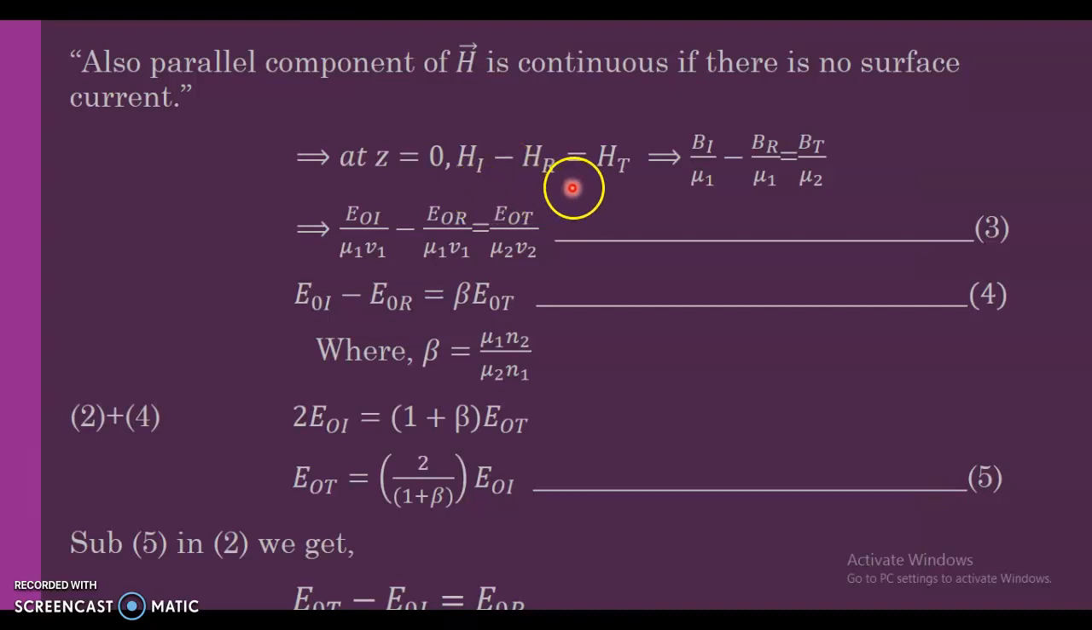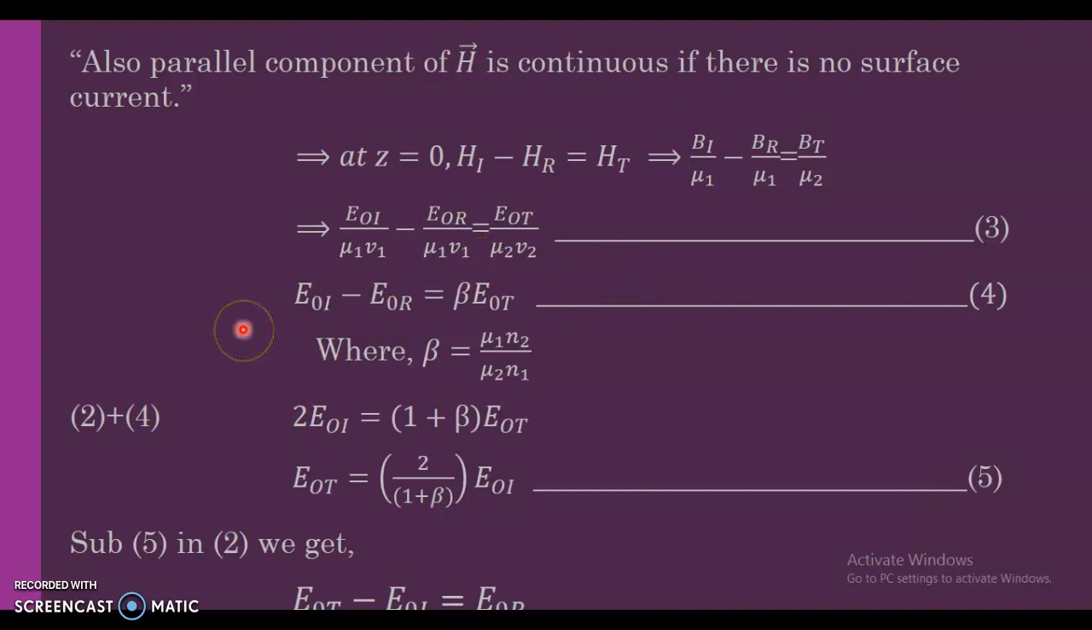Okay. So Hi minus Hr is equal to Ht. Here we know that H and B are related by the equation H is equal to B by mu. So therefore Hi becomes Bi by mu1 minus Br divided by mu1 is equal to Bt divided by mu2, because the t corresponds to the transmitted wave, which is in the second medium. Therefore, substituting the value for Bi in terms of Ei, the equation becomes E0i divided by mu1 V1 minus E0r divided by mu1 V1 is equal to E0t divided by mu2 V2. Let it be equation 3.